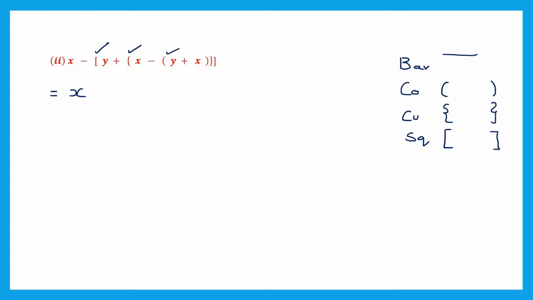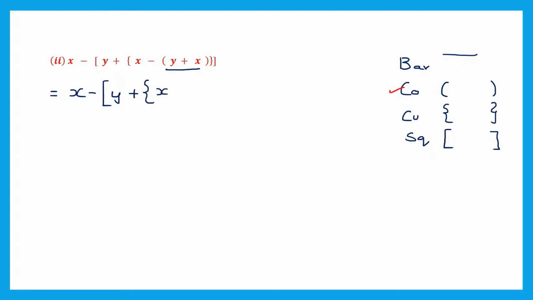So here we don't have a bar bracket. So the first bracket that should be opened is the common bracket. So here, which is the common bracket? This is the common bracket. So let's open that. And when you open that, everything else must remain the same. So let me write minus. Then I have the square bracket, y, plus, I have the curly bracket, x.